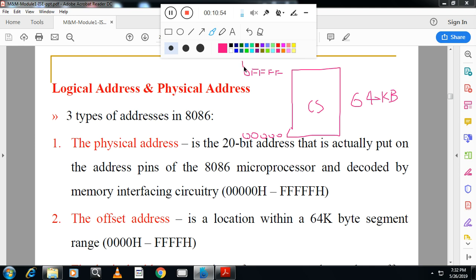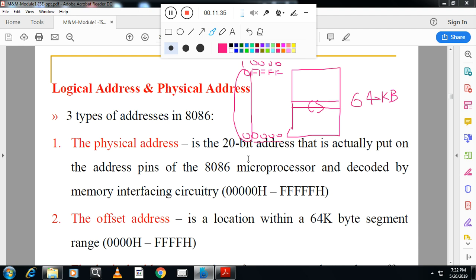What is the starting address of the next segment? 10000, something like this. Now you can see that for this entire segment, the final digit is the same. So we consider only 4 digits. 4 digits means 16 bits. This 16-bit address will differentiate any location in the memory, and that location is called the offset address. Any location identified by this 16-bit address is called the offset address.